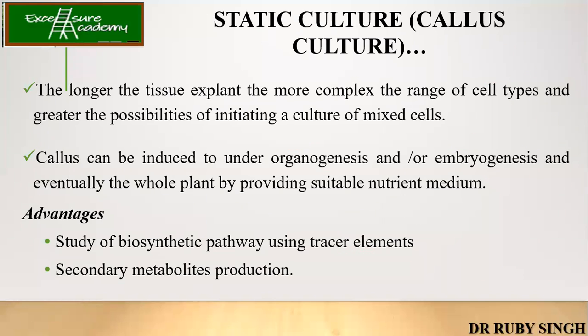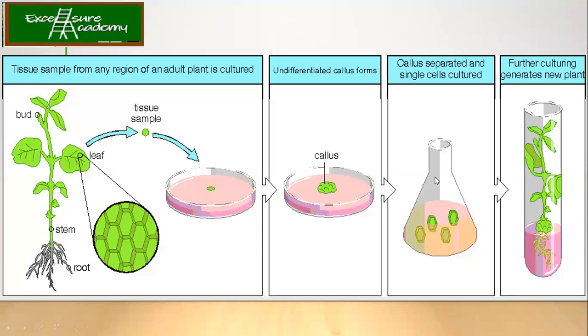So next, this is just the pictorial representation of how you can carry out the static culture. So tissue from any region of the adult plant can be used. Already here it is mentioned that we are using the adult plant, so it means we are using the mature plant. Now, you have got the plant, you can take the bud, leaf, or stem or root, any part. Whatever you take, you take the smallest part and put it into the media. Now this is, let us say, your MS agar media, solid Murashige and Skoog media.